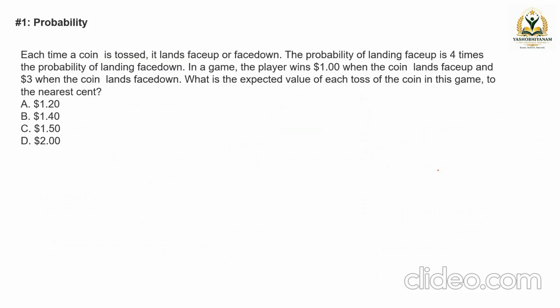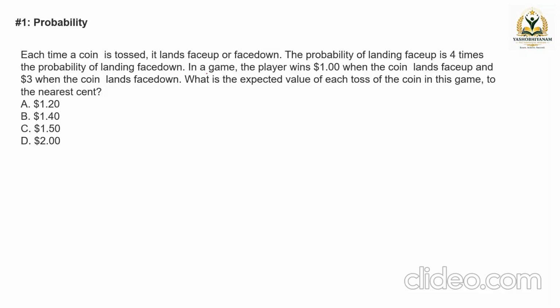This is a probability question, but the answers are given in dollars. So let's try to understand what this question is asking for. Each time a coin is tossed, it lands face up or face down. The probability of landing face up is four times the probability of landing face down.